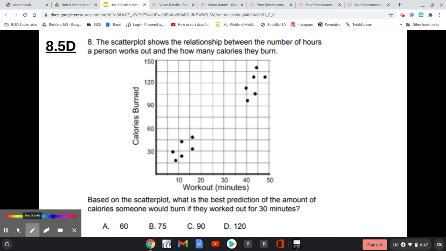Okay, this one says the scatter plot shows the relationship between the number of hours a person works out and how many calories they burned. So based on the scatter plot, what is the best prediction of the amount of calories someone would burn if they worked out for 30 minutes? So here's my minutes, and here's my 30. So I'm going to draw a line up because I know it needs to hit this line.